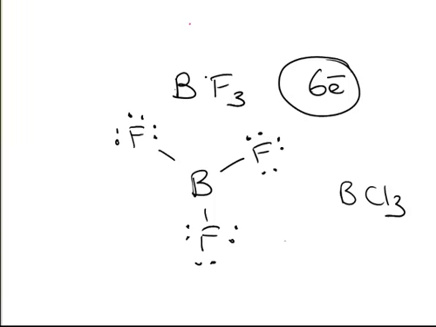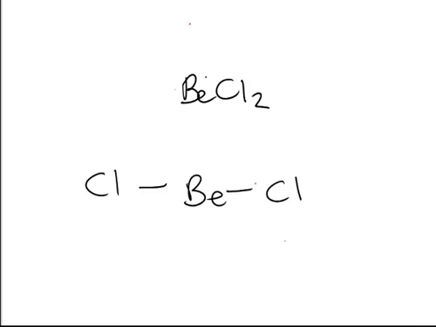There is another exception, and that is beryllium, and that's also a very small atom. So BeCl2, for instance, can only fit 4 electrons. This example isn't very often asked. In fact, it's rare. It's more the boron one that gets asked. Okay, and notice that's only got 4 electrons around the central atom.